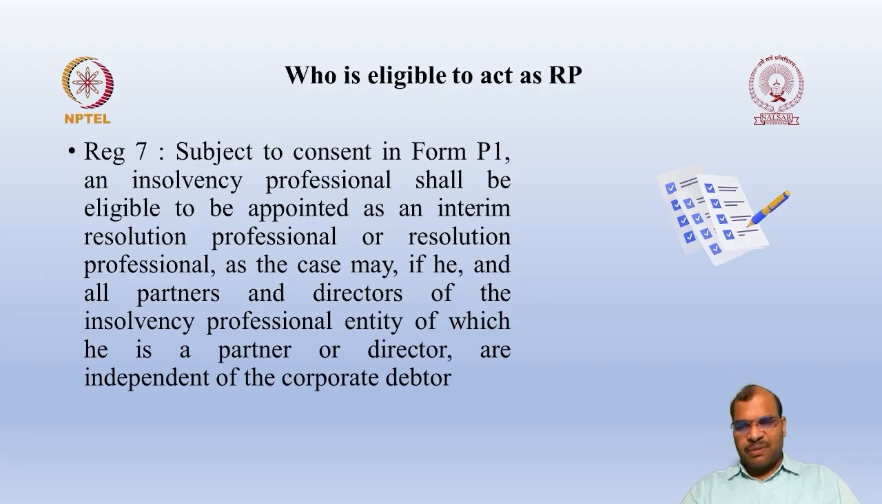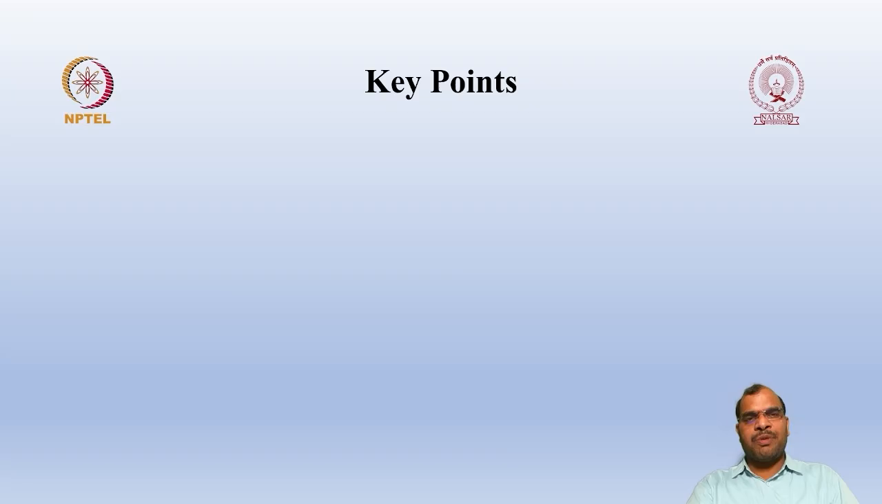Let me tell you in another language. Whoever is eligible to be appointed as an independent director is eligible to be appointed as a resolution professional. So that means, as we have already discussed in the previous classes, any person whom we want to appoint as a resolution professional is not expected to have any material pecuniary relationship with the company. He should not have any relation with the company. If he has any relation, then he is not eligible to be appointed as a RP.